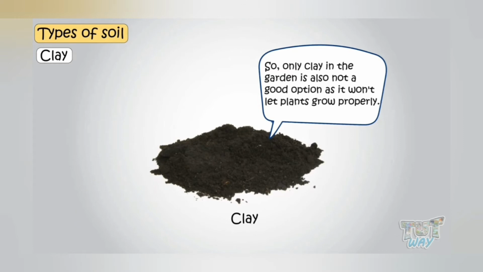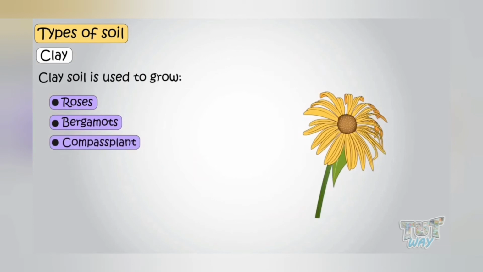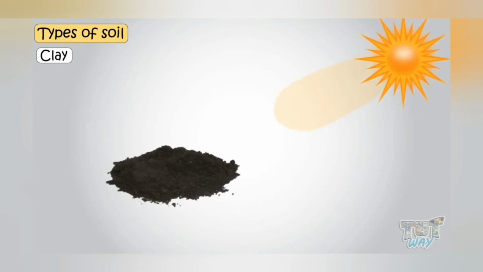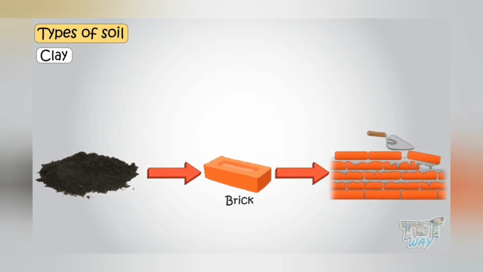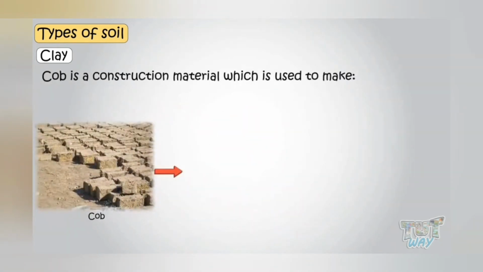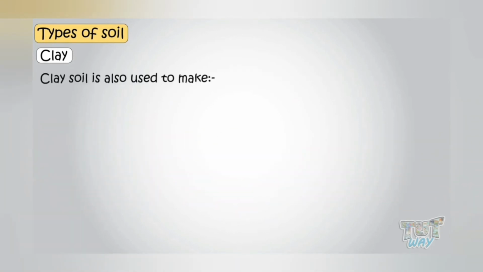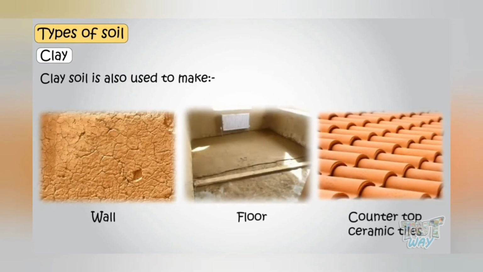Clay soil is used to grow roses, bergamots, compass plant, and partridge pea. Clay can be fired or dried in the sun to make bricks, which are then used in construction of buildings. Clay combined with straw and sand makes cob, and cob is a construction material which is used to make buildings, ovens, and benches. Clay soil is also used to make walls, floors, countertops, ceramic tiles.